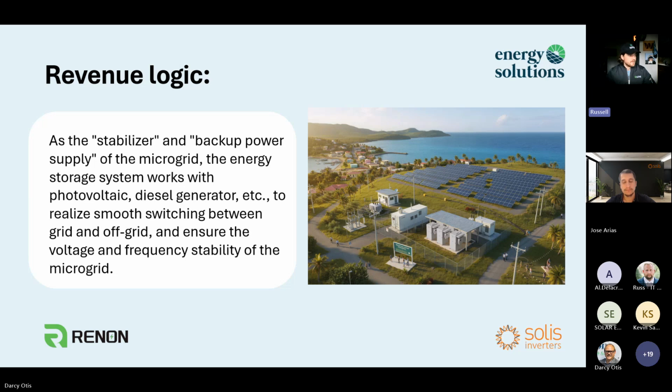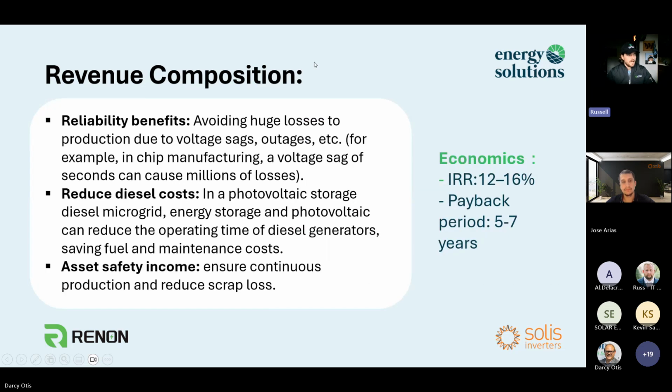So as I mentioned, there's a lot of different approaches to this. And then if we look at the last slide in regards to this particular use case, what the revenue composition looks like in terms of how you can generate higher rates of return when you choose to include energy storage rather than just a solar system.